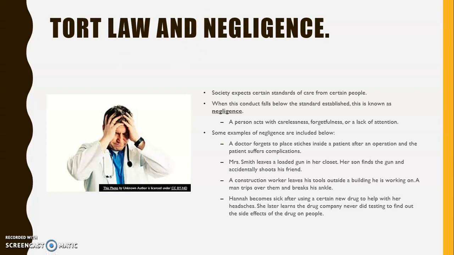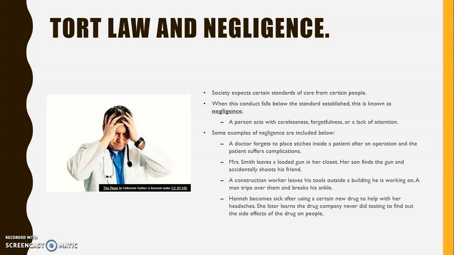A doctor forgets to place stitches inside a patient after an operation, and the patient suffers complications. Mrs. Smith leaves a loaded gun in her closet. Her son finds the gun and accidentally shoots his friend. You might be saying, well, the son is the one who committed the action, but because Mrs. Smith was careless and not careful enough and forgetful to lock her closet, and her son found the gun and shot his friend, she could be held as being negligent because of that.